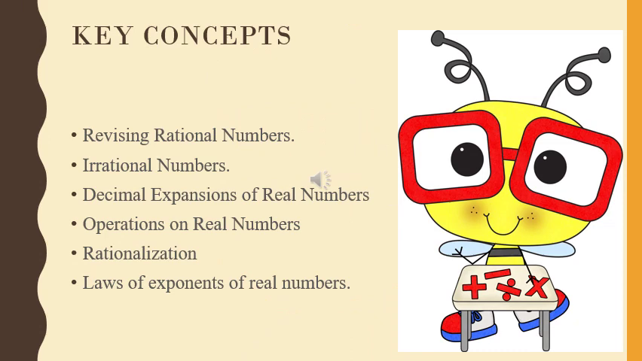We are going to revise rational numbers, we are going to discuss irrational numbers, we will learn about real numbers, we will see decimal expansions of real numbers, and we will learn how to perform the basic mathematical operations, subtraction, addition, multiplication, division on rational numbers. We will learn a new method called rationalization, and then again we are going to revise laws of exponents on real numbers.